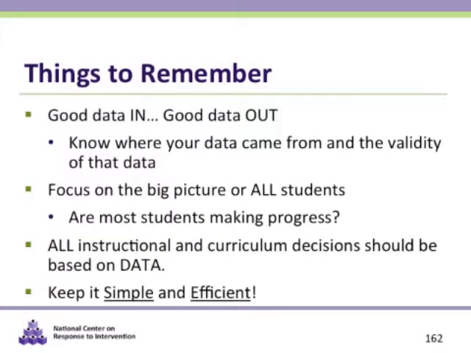So there's some things to remember. Good data in, good data out. You have to know where the data came from and the validity of that data. Otherwise, all of the decisions you made could be completely invalid. When we look at data analysis, we want to focus on the big picture first and on all students first. So we want to know, are most students making progress before we start looking at the progress of individual kids? We need to know, is it a systems issue or is it a kid issue?